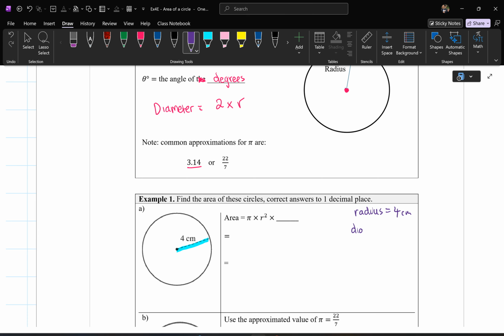What is the diameter equal to? Let's go with Zara Jones. What's the diameter equal to? If the radius is 4, 8. Beautiful. So we know it's 8 centimeters, but in the rule that we know for the area, it's pi r squared. So you don't actually need the diameter. It's just teaching you how to read the circle.